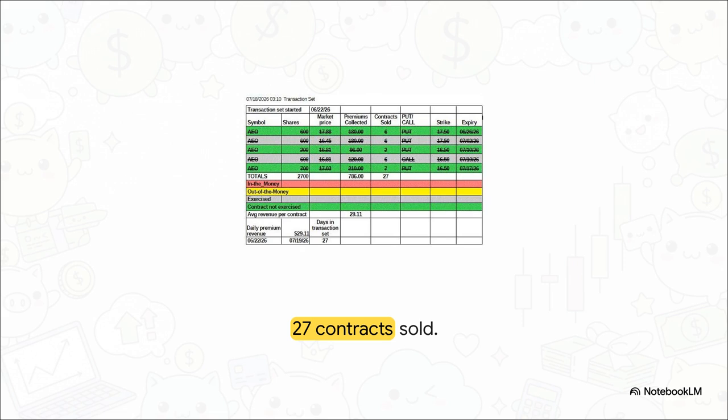Almost all of these are puts, though we do see one row with 6 call contracts sold. And again, look at all that green. Those are the contracts expiring unexercised, maximizing that 100% free cash flow we just talked about.